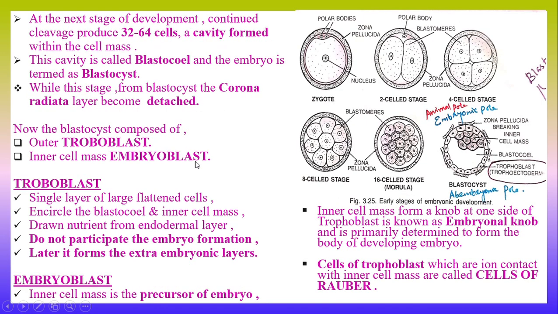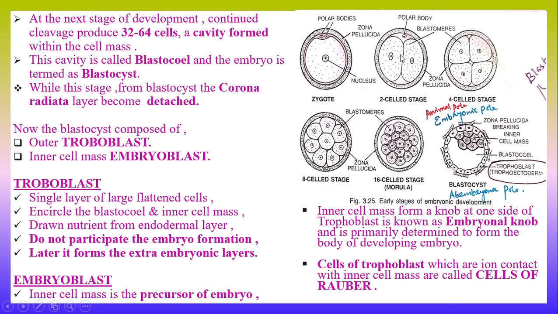Now listen carefully. At the next stage of development, continued cleavage produces 32 to 64 cells. See, this is single, 2 cell, 4 cell, 8 cell, 16, 32, 64, and it keeps going. At the morula stage, as given here, there is no gap. But when 32 or 64 cells form, a cavity forms in the center. A cavity forms within the cell mass. What is that cavity called? Blastocele. The cavity formed inside the blastocyst is called the blastocele. This is called the blastocyst.